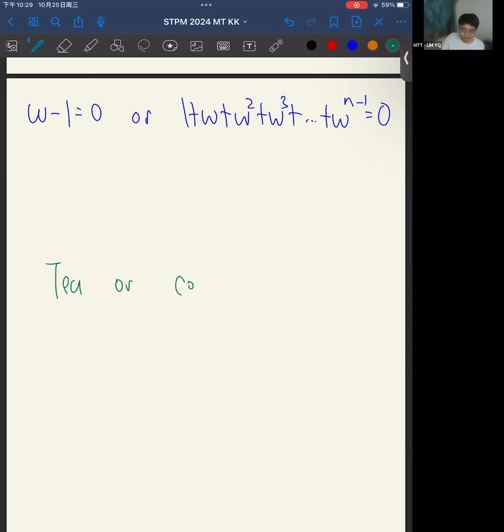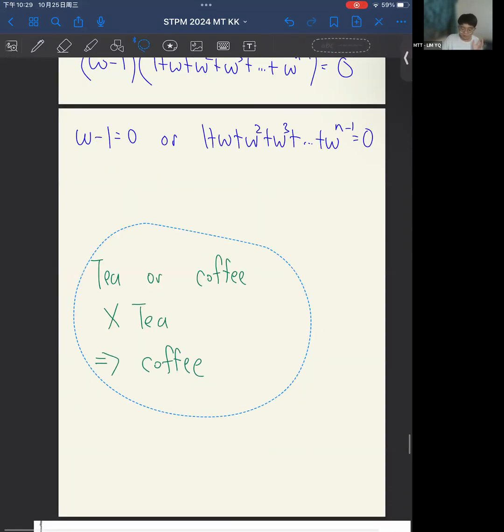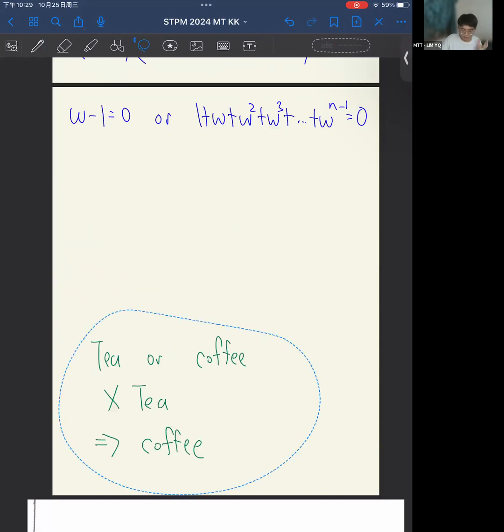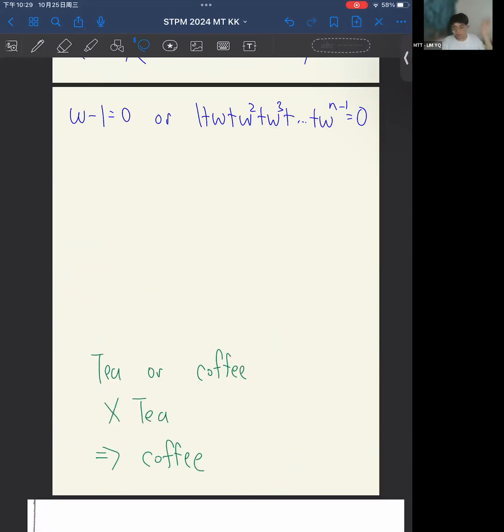Tea or coffee? Imagine I tell you tea or coffee. After this afternoon, I drink tea or coffee, meaning that one of it is true, right? And if I tell you another statement, I did not drink tea, not tea, meaning that it must be coffee, correct? This is a logic argument, in a much more mathematical way. Tea or coffee, but not tea, therefore coffee.